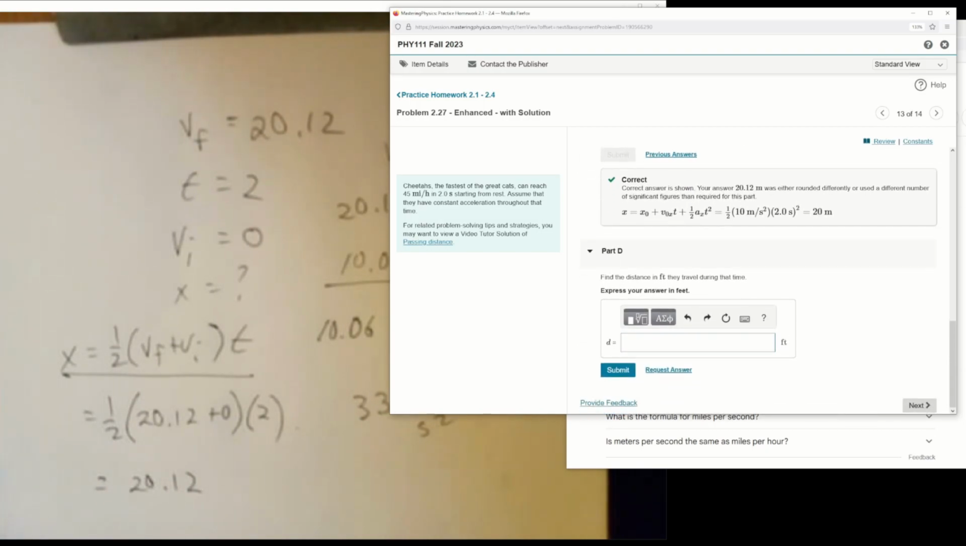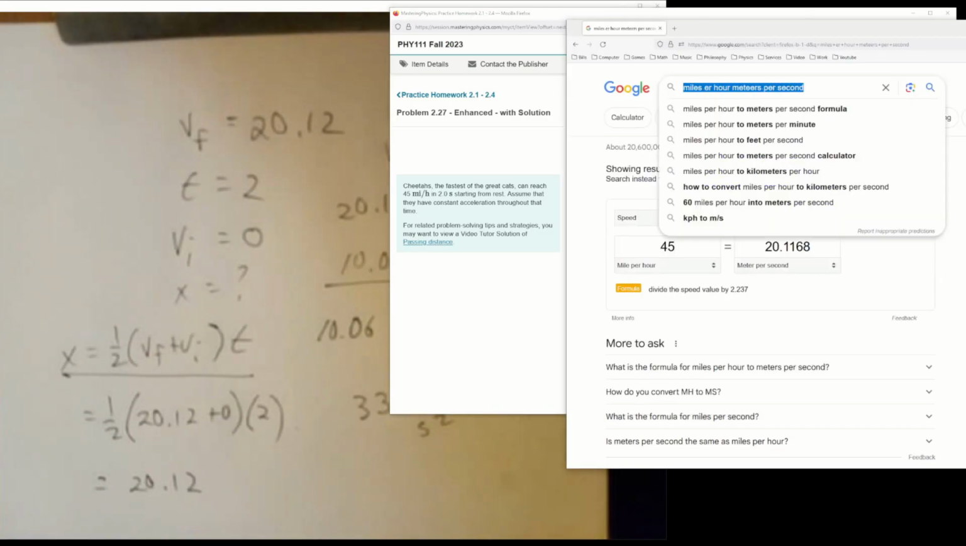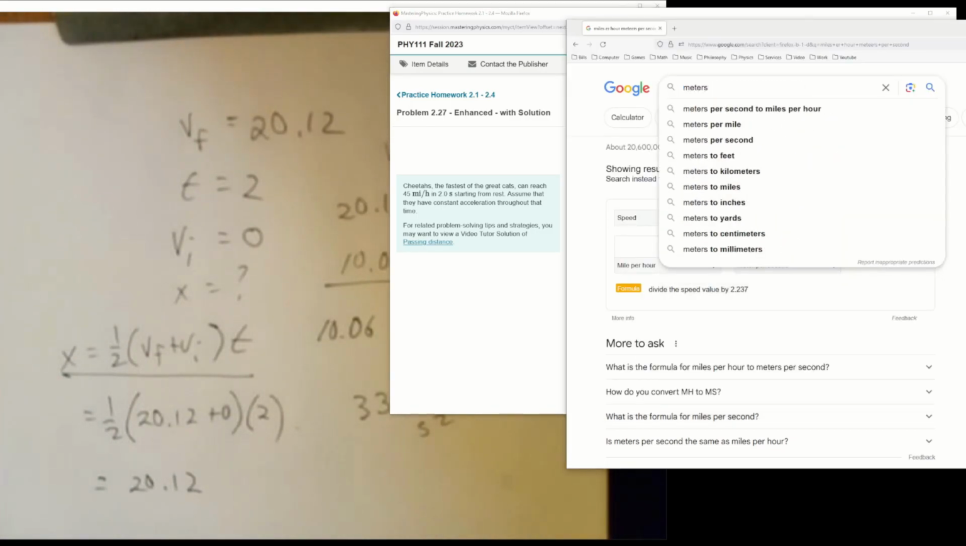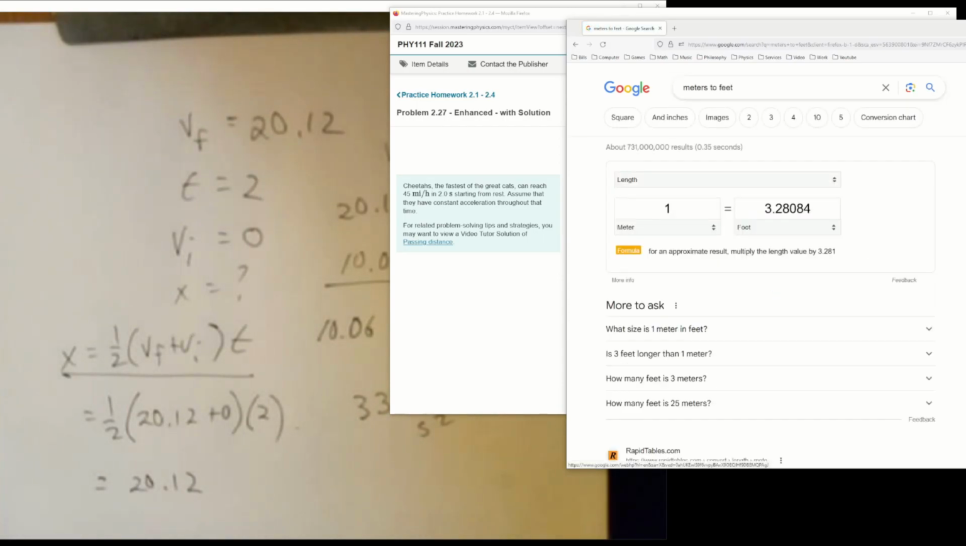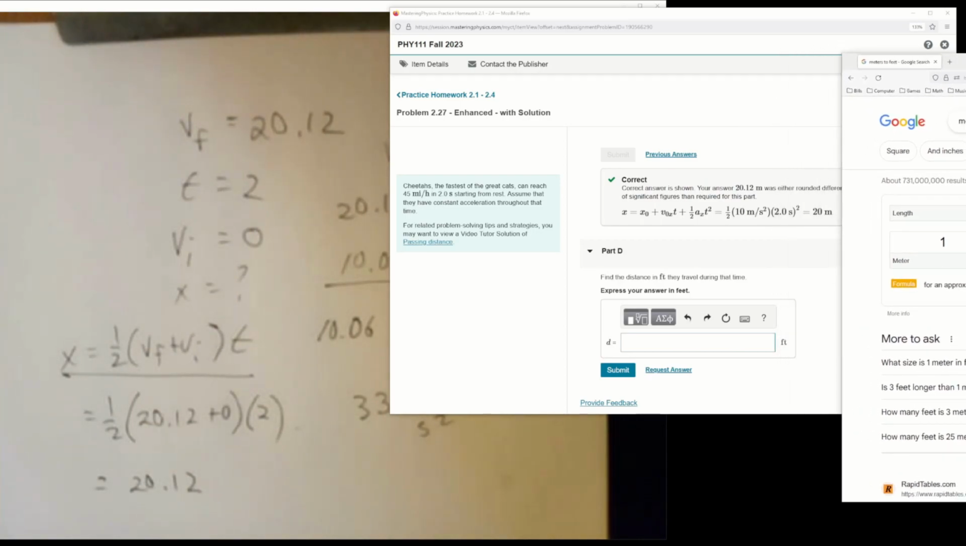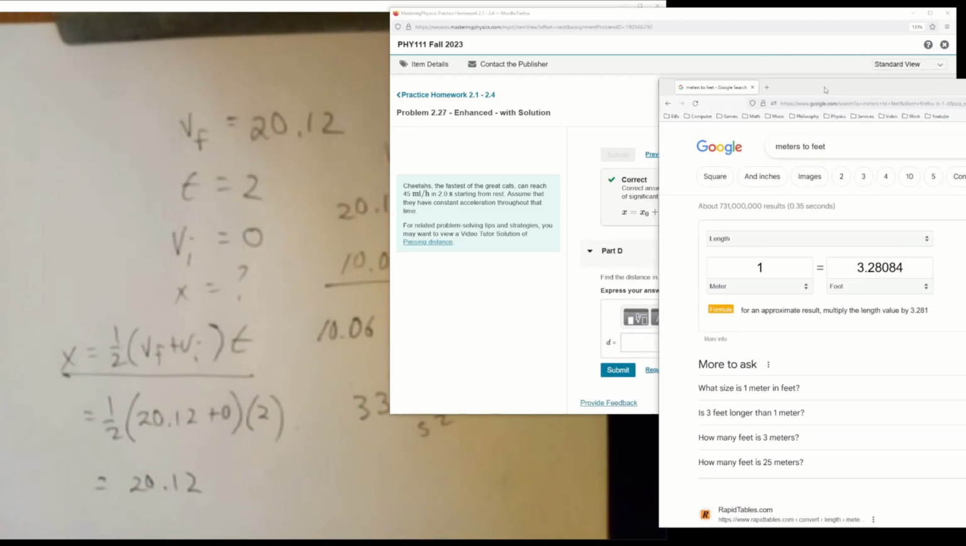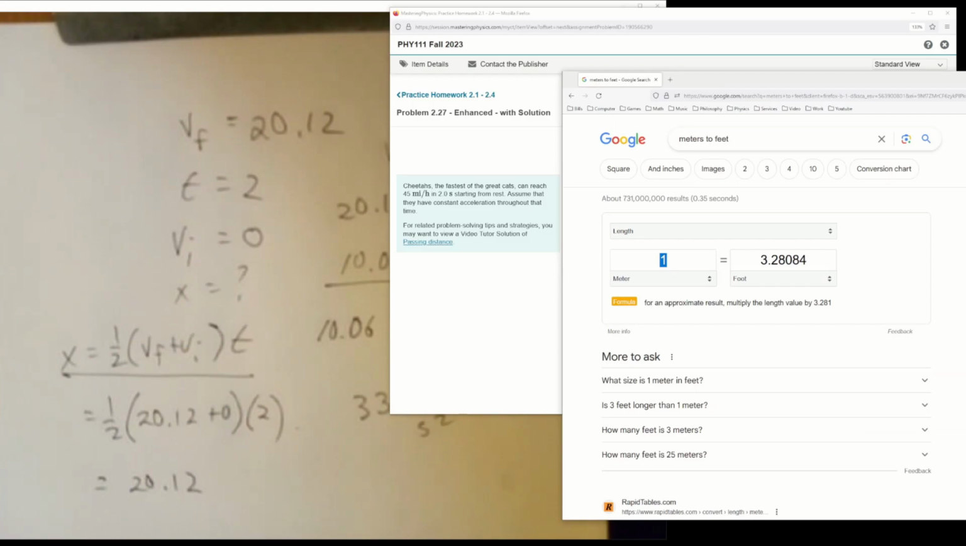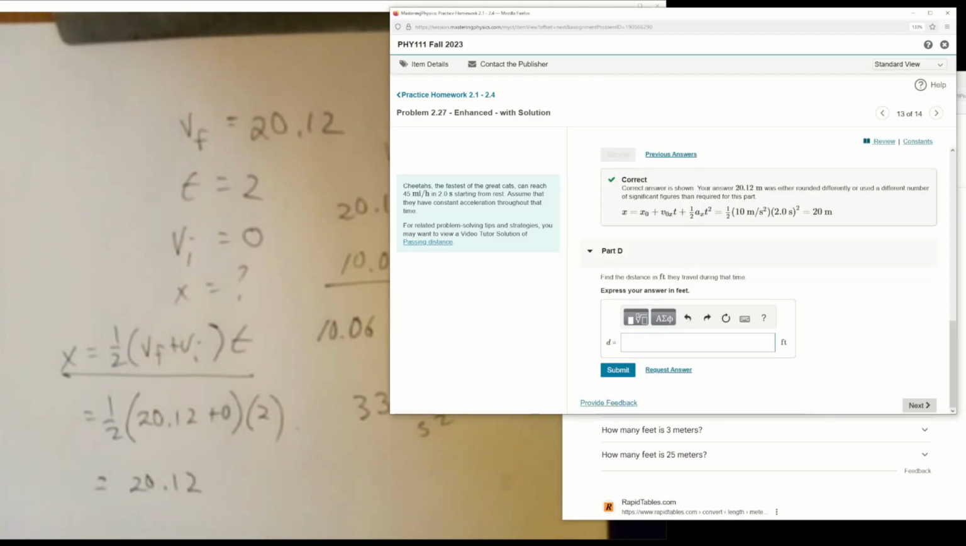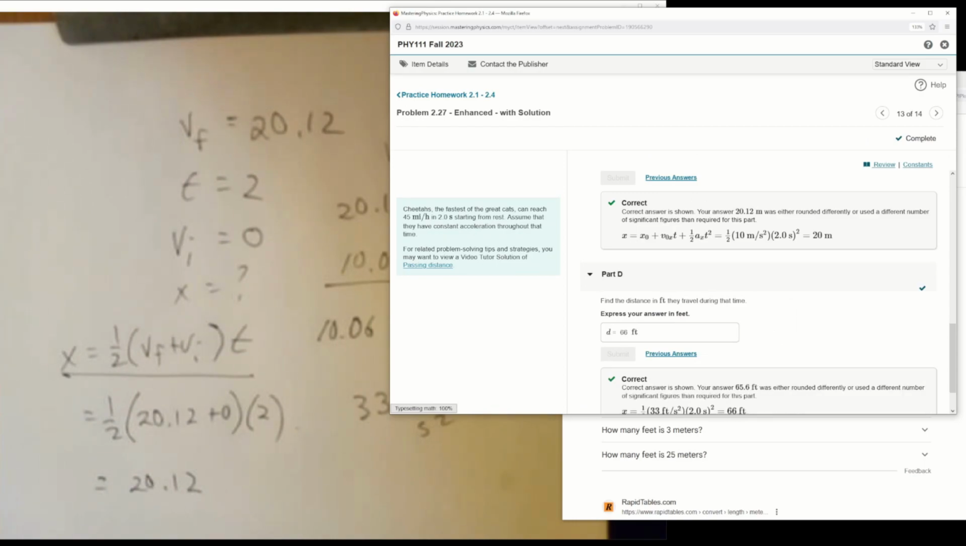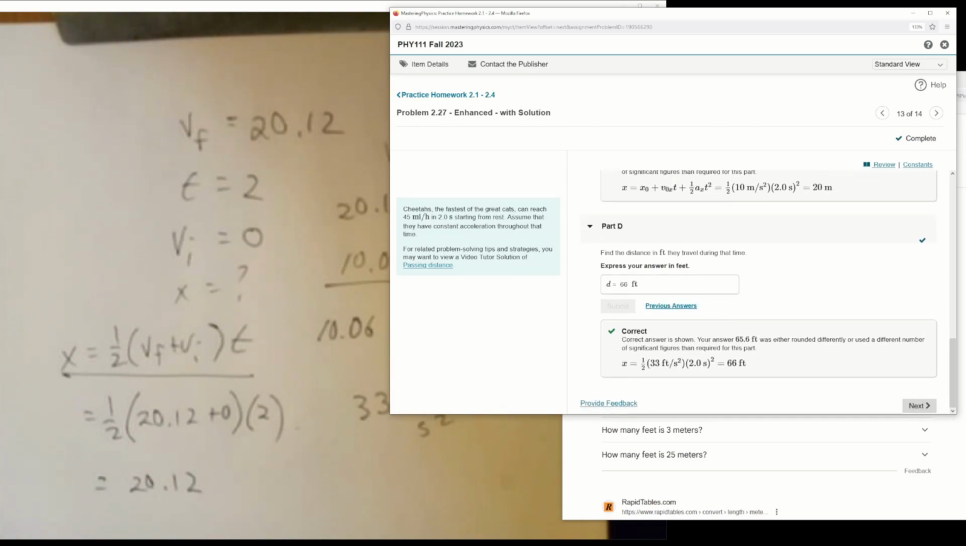And find the distance in feet. You know, how about if I've got 20 meters, that is 65.6 feet. And that's that one.